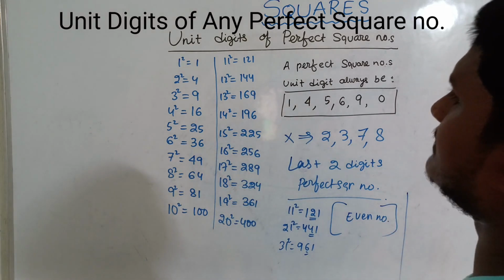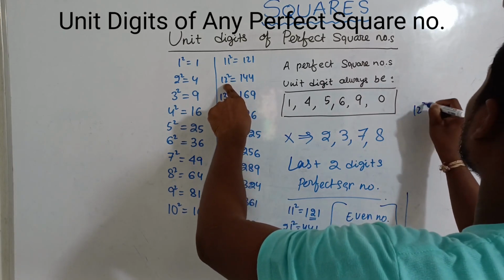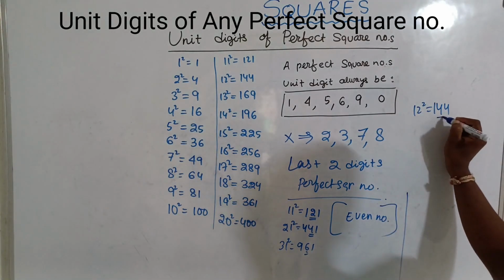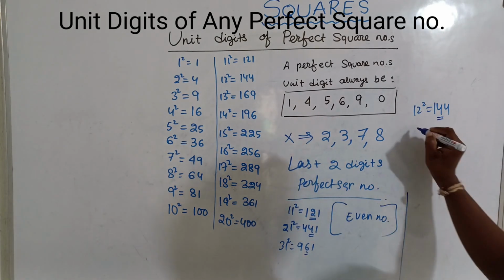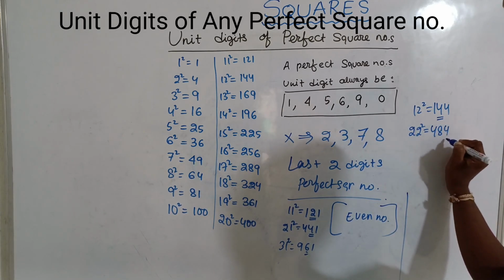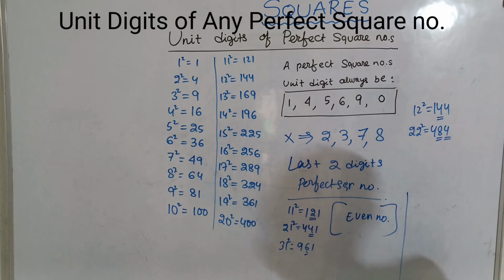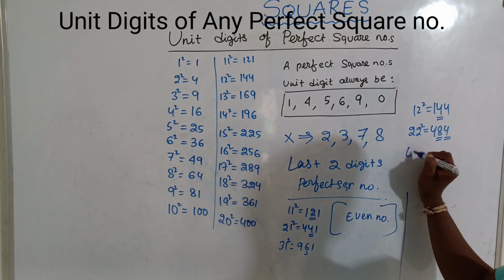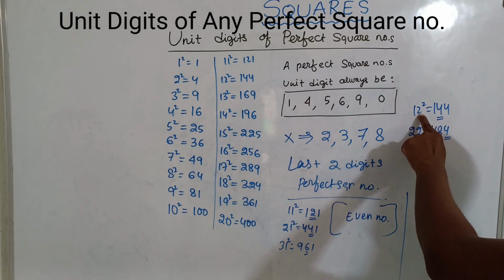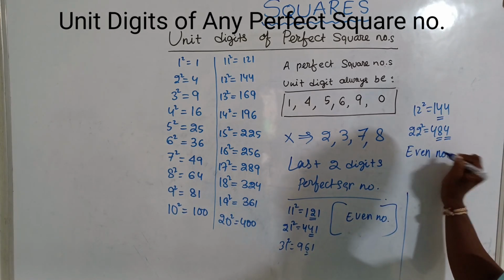So another example. Here take 2. 12 squared is 144. What is the unit digit? 4. Here I want to square 22. What is 22 squared? 484. Here the unit digit is also 4, so the tens place is 8. So here also, if you square a number and get 4 in the unit digit, the tens place is always an even number.